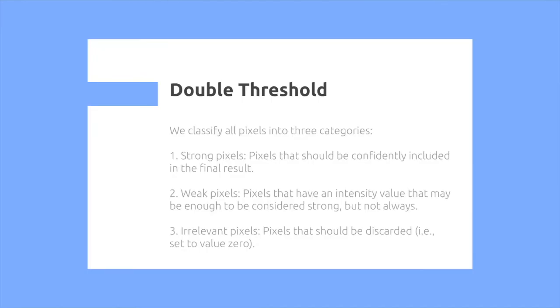Step number 4 is double thresholding. We now further classify all pixels into 3 categories. A strong pixel is a pixel that we can confidently include in the final result. A weak pixel is a pixel that has an intensity value that may be enough to be considered strong, but not always. And the irrelevant pixels we should immediately discard and set the value to 0.